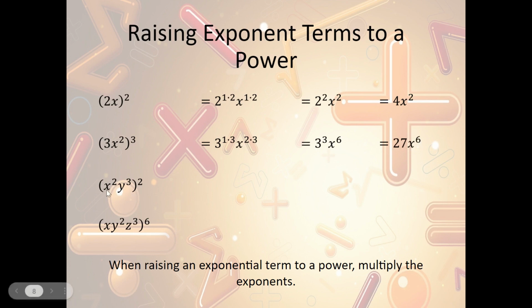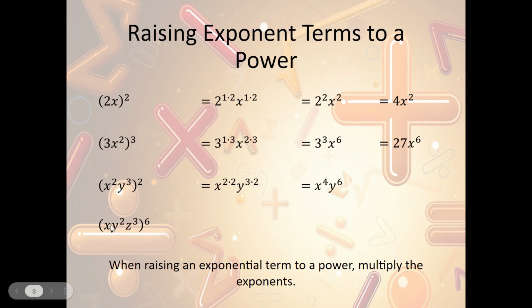Now for this one, we have x squared times y cubed, and we want the whole thing squared. So again, we're going to multiply it. So x squared times 2, and y to the third times 2. And we get x to the fourth, y to the sixth, because we multiply 2 times 2 is 4, and 3 times 2 is 6.